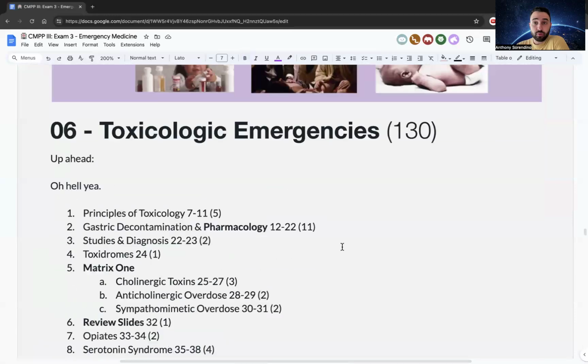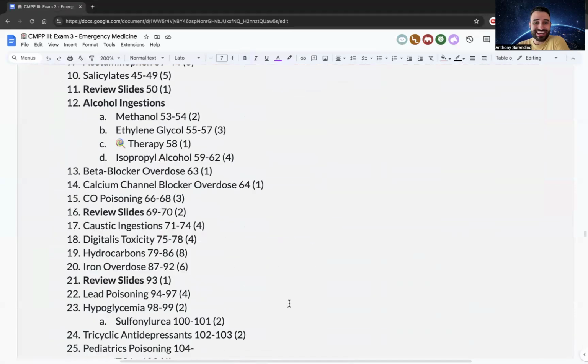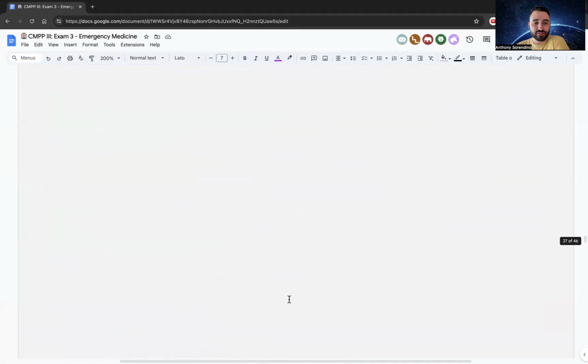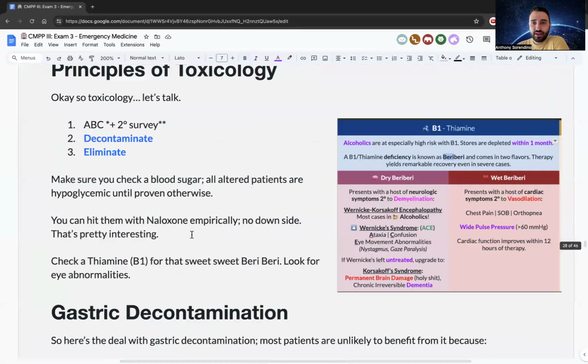All right, we're actually making pretty good progress. We're going on to toxicologic emergencies. Stuff's pretty exciting. So check blood sugar. You can give them naloxone empirically. There's no downside. I thought that was pretty interesting.